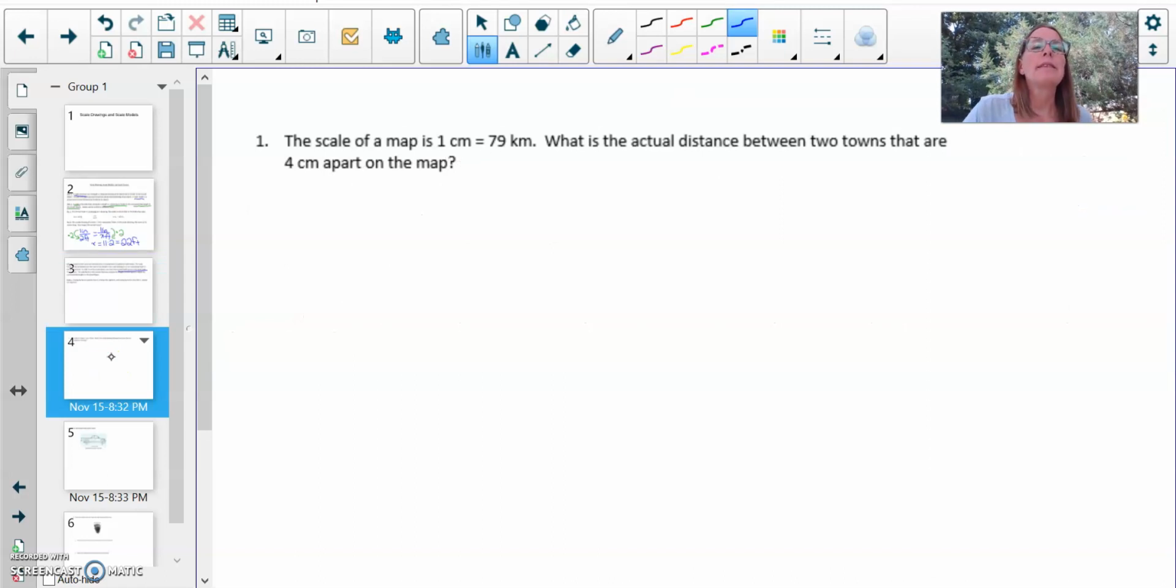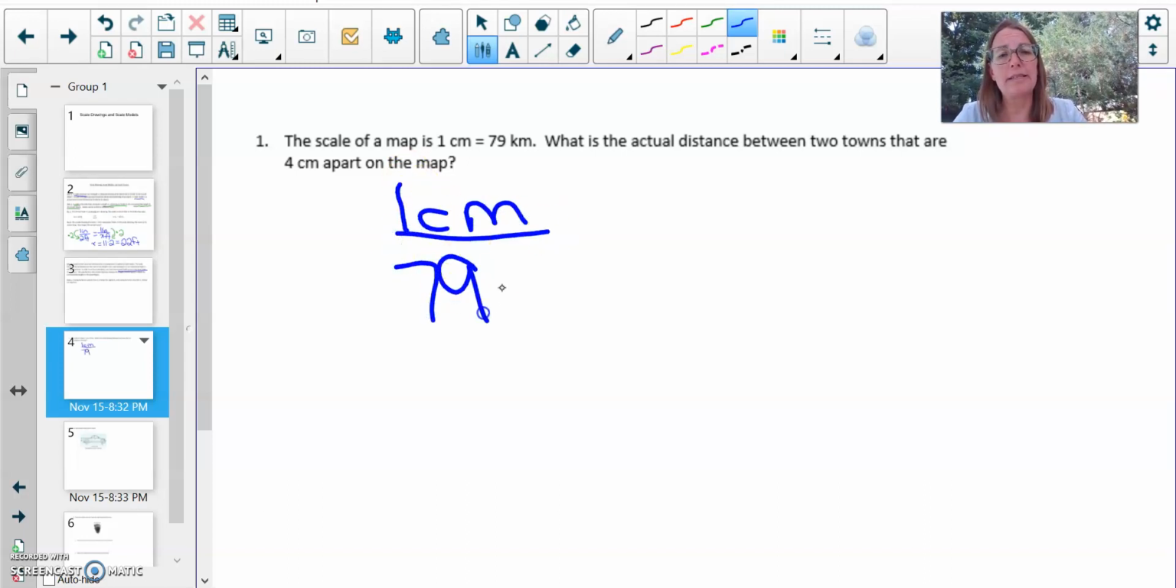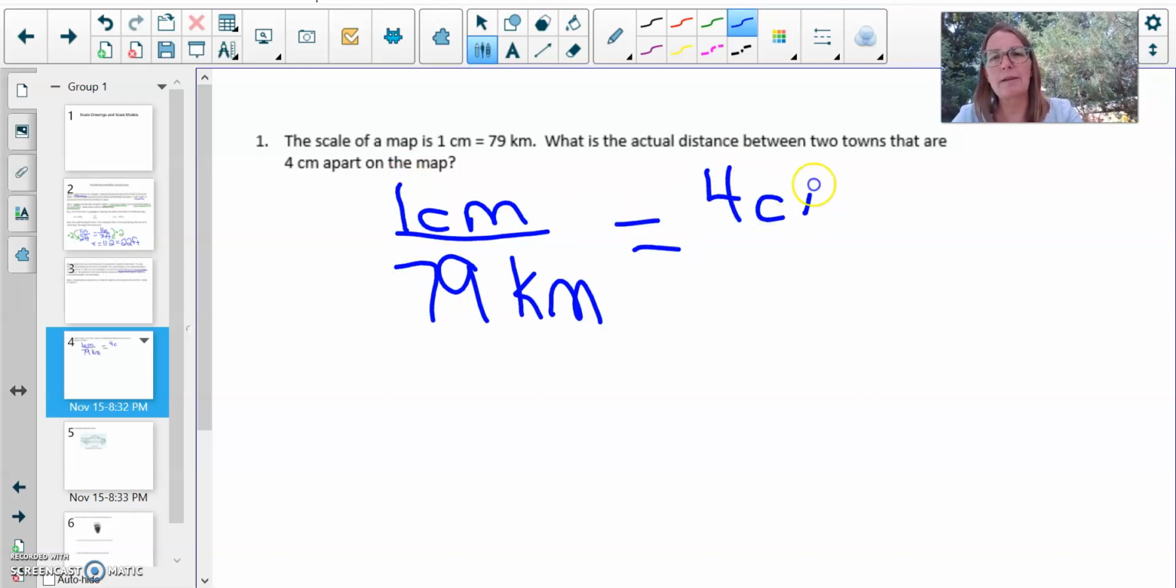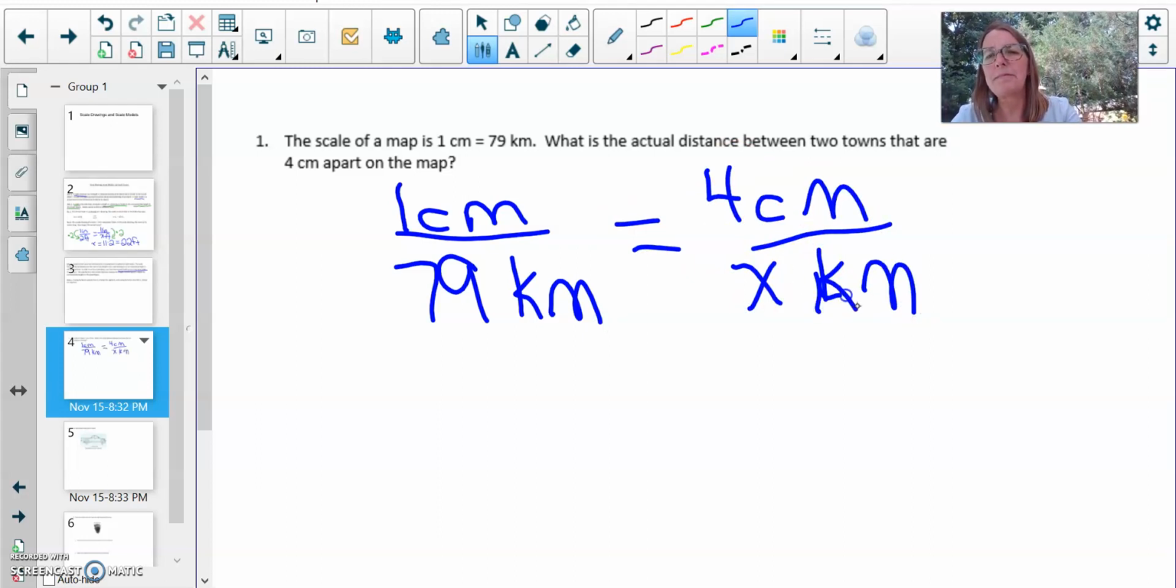So the scale on a map is 1 centimeter represents 79 kilometers. What is the actual distance between two towns that are 4 centimeters apart on the map? So I'm setting up my ratio. 1 centimeter to 79 kilometers equals 4 centimeters over x kilometers. Okay, now I'm going to solve this ratio. I'm going to go from 79 towards x.